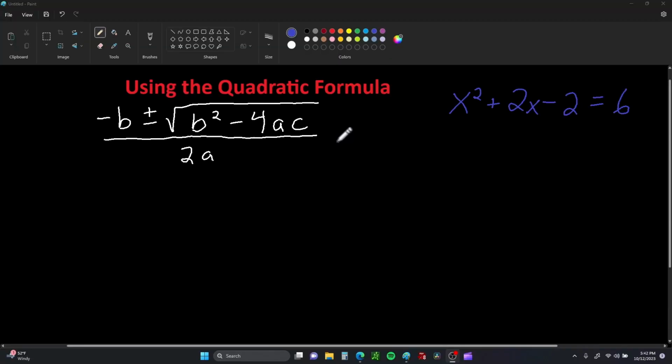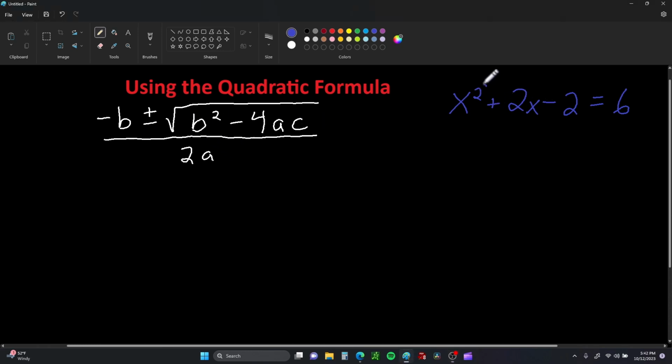This video is on how to use the quadratic formula. There's another video on how to derive the quadratic formula. So the quadratic formula is used to find the roots of an equation, and I'll explain more about what that means by the end of the video. So it works on quadratic equations.